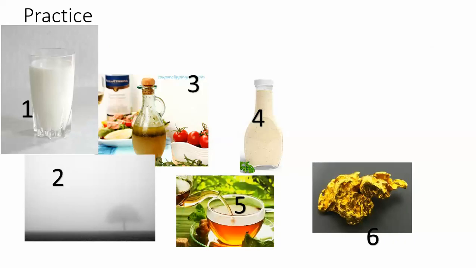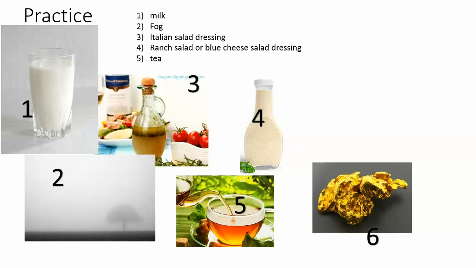All right, let's try some more. Milk, fog, Italian dressing, tea, ranch or blue cheese dressing, and pure gold. Again, I would recommend that you pause the video here, and when you're ready for the answers, unpause it, but I'm going to go ahead forward. Okay, so these got out of order. Milk is number one. It's a homogeneous mixture. It's a colloid. There we go.